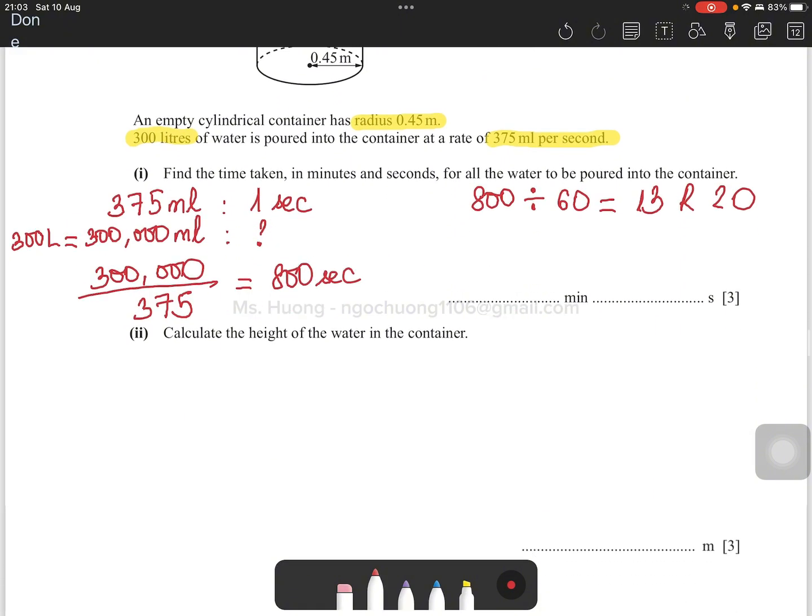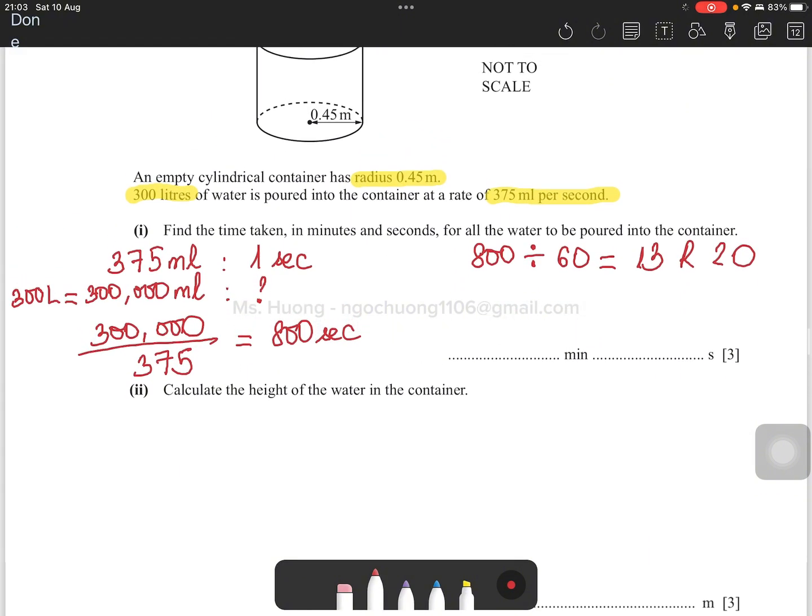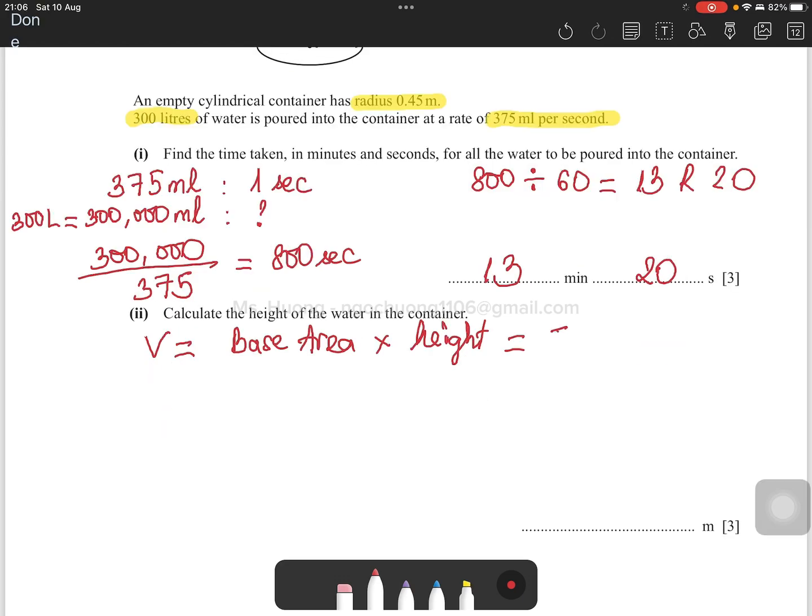Second question, calculate the height of the water in the container. You know that the volume of the water in the container is equal to the base area multiplied by the height of the water. And the base area is equal to pi r squared. The radius in this case is 0.45 squared. And the height is what we want to find. You know that the unit of the radius is meter. So the unit of this volume is cubic meters.